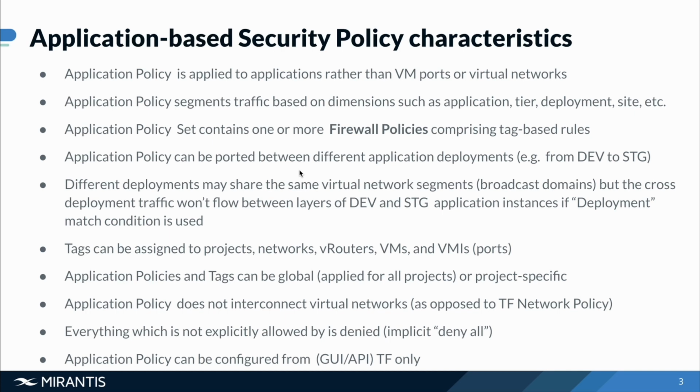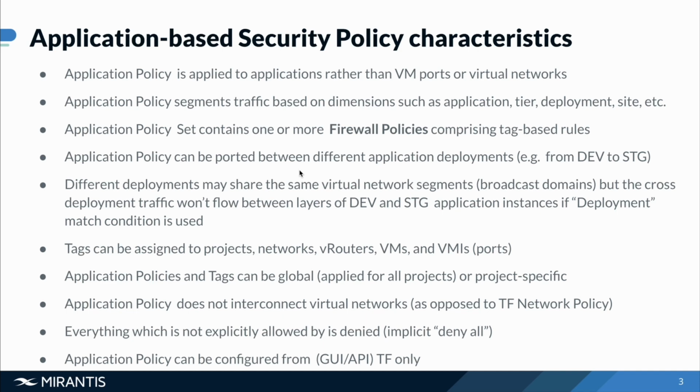Application policy can be ported between different application deployments. For instance, if a development environment is deployed first, and staging and production environments are added later, no environment-specific rule updates are required for the existing firewall policy. The only thing which needs to be done is assignment of appropriate tags to the ports of newly added VMs. It's not necessary to create brand new virtual networks and subnets every time a new application deployment is added.